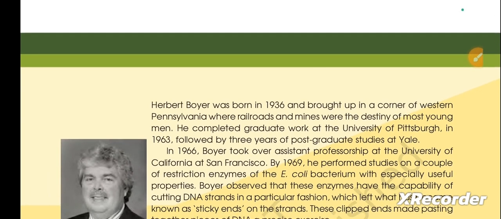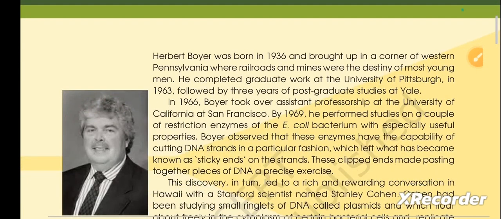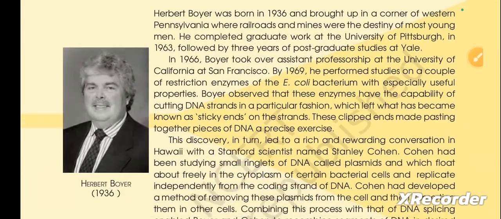Herbert Boyer was born in 1936 and brought up in a corner of western Pennsylvania where railroads and mines were the destiny of most young men. He completed graduate work at the University of Pittsburgh in 1963, followed by 3 years of postgraduate studies at Yale. In 1966, Boyer took over an assistant professorship at the University of California at San Francisco. By 1969, he performed studies on a couple of restriction enzymes of the E. coli bacterium with especially useful properties.